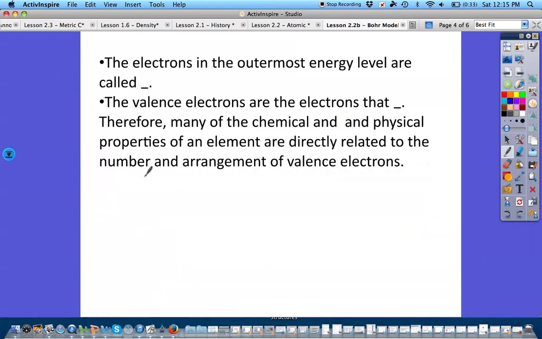So the electrons in the outermost energy level are called valence electrons. And valence electrons are the electrons that are involved with bonding. So, therefore, many of the chemical and physical properties of an element are related to the number and arrangement of the valence electrons.